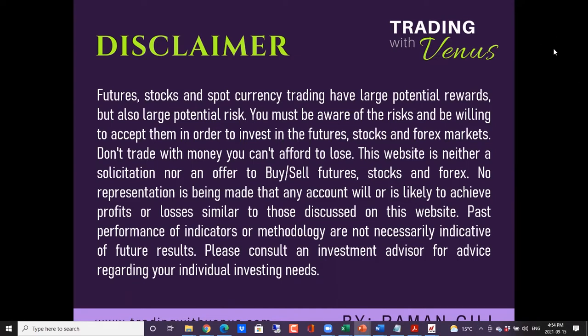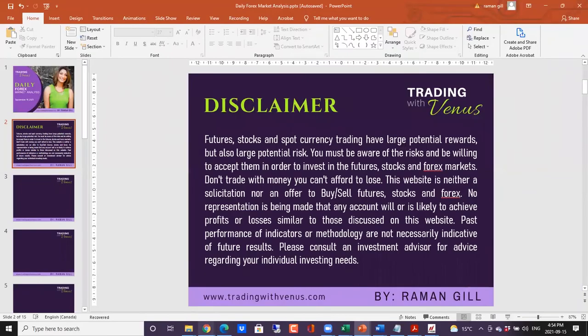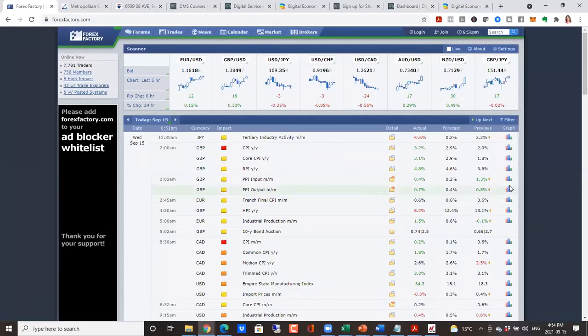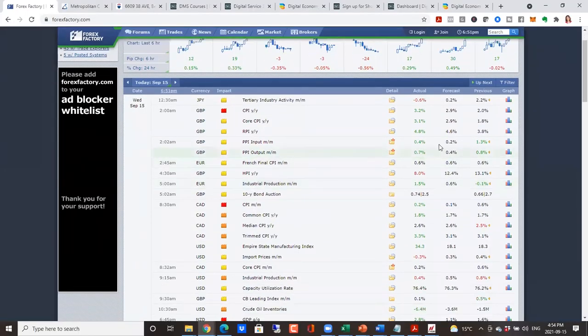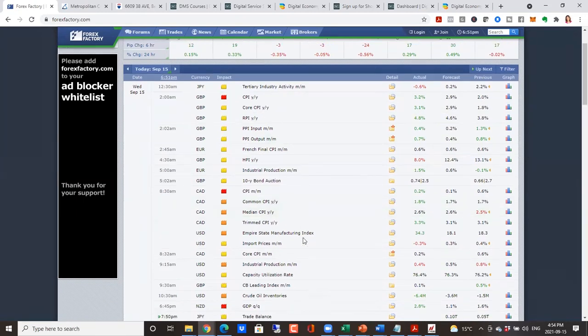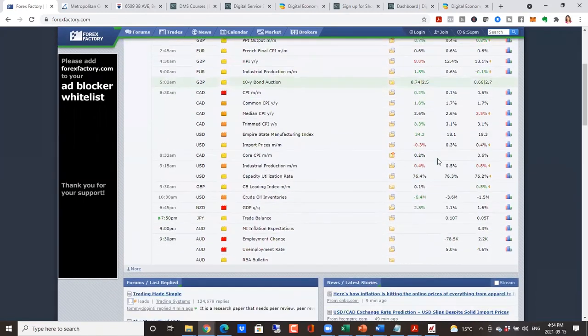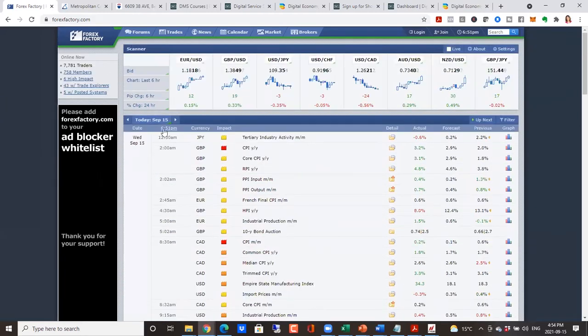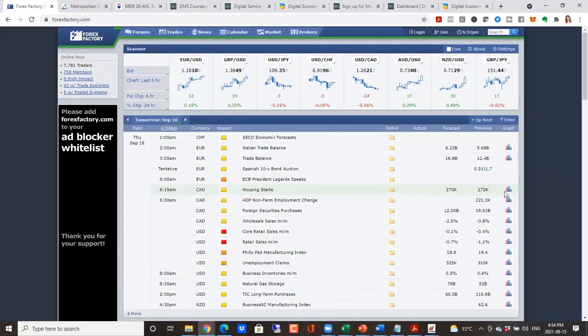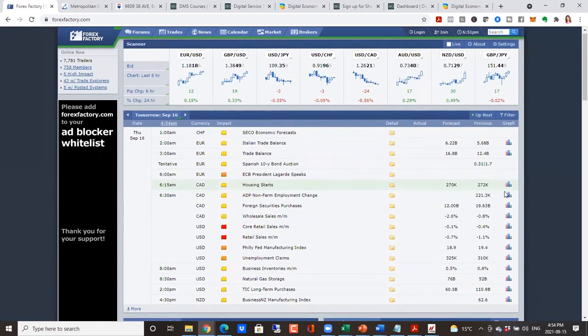As usual, we'll start off by taking a look at our calendar here. So in terms of the news that we saw come out, CPI numbers here above expectations for UK, for Canada as well. Overall, the data was positive. And of course, we saw pound and Canadian dollar go up.